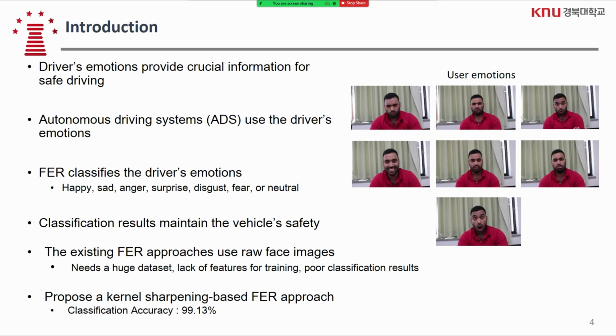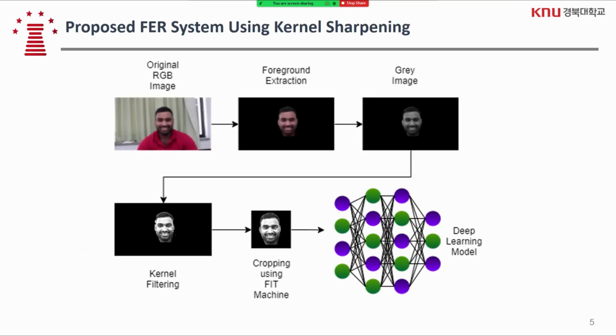To improve the FER system, we need to consider the existing systems and their challenges, and how we can solve some of the challenges using some techniques. The existing FER approaches use raw images. There are some challenges like the need for a huge dataset, lack of features for training, and poor classification results. To improve this performance, we proposed a kernel sharpening based FER approach, and our system reached around 99% accuracy.